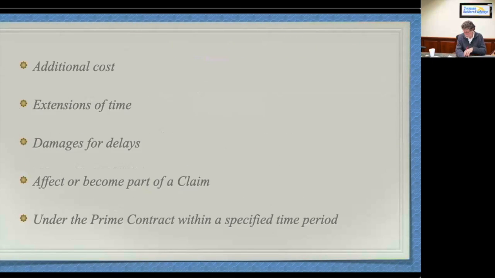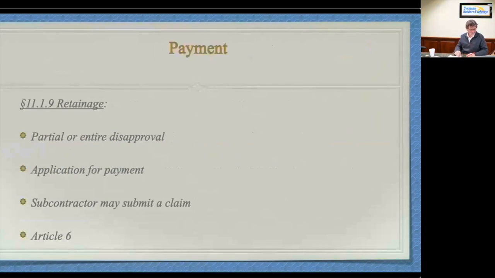So the changes clauses are specified there. These are the things. How about payment? Payment section on the handout is on page 34. What's important here under the A401 document, paragraph 11.1.9, is that if a subcontractor disagrees with a partial or complete disapproval of an application for payment, then the subcontractor may be required to submit a claim as well. Just like we talked about that new thing in the general contract, the A201, you'll find this as well. You may find this as well in the A401.